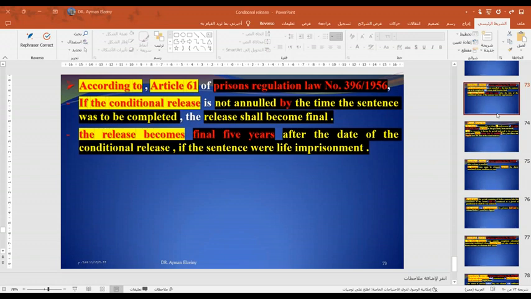According to article number 61 of prison population, if the conditional release is annulled by the time the sentence was to be completed, the release shall become final. The release become final 5 years after the date of conditional release if the sentence were life imprisonment.